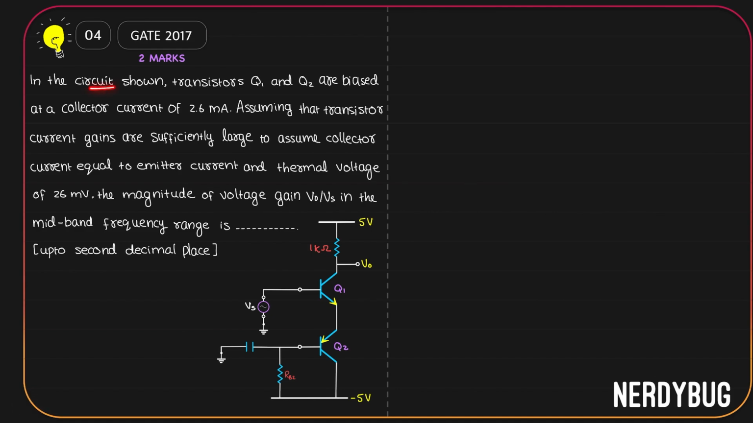In the circuit given, transistors Q1 and Q2 are biased at the collector current of 2.6 milliampere. Now, assuming that the transistor current gains are sufficiently large to assume collector current is equal to the emitter current and thermal voltage is 26 millivolt. What we have to find out is the magnitude of voltage gain V out by V source in the mid-band frequency range up to second decimal place.